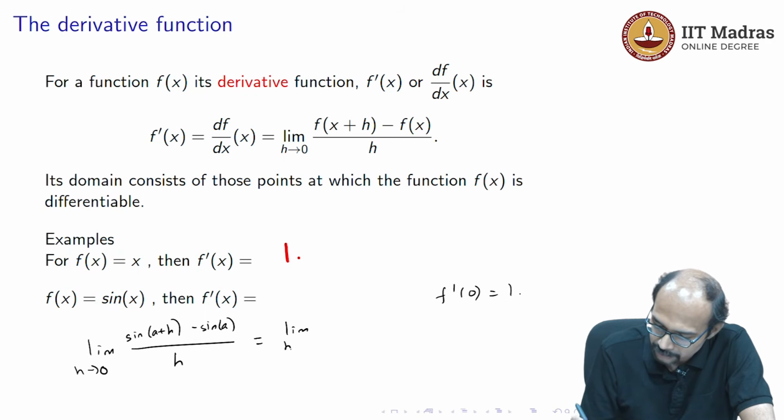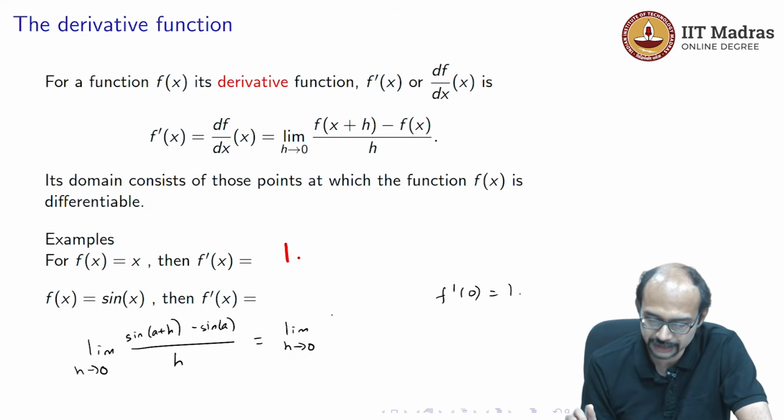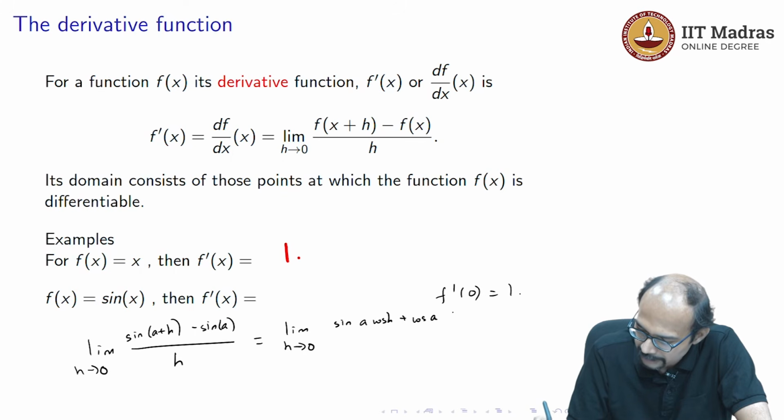So, let us see what this is. Now, we can use the expansion of sin of a plus h. If you do that, this is sin a times cosine h plus cosine a times sin h, minus sin of a. Maybe I should put brackets everywhere just to be careful.